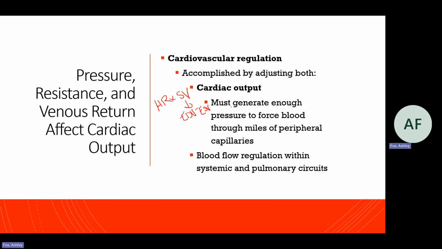So you must generate enough pressure, enough output of mils per minute. Remember, cardiac output is mils per min. So you need to produce as much pressure as you can to actually push the blood through a large amount of capillaries. You have capillaries everywhere, and they're teeny tiny vessels. So we need a way to regulate both the systemic and pulmonary circuits, between the left ventricle here and the right ventricle here.